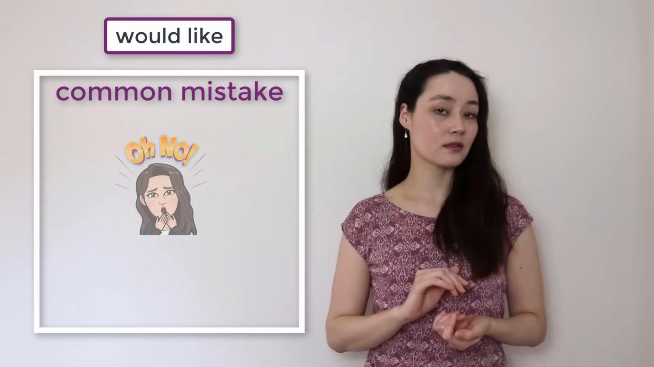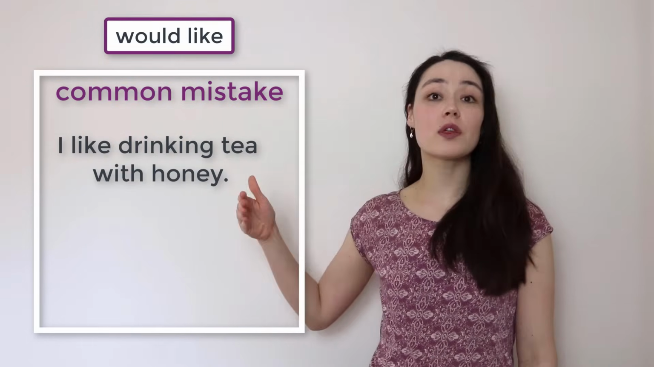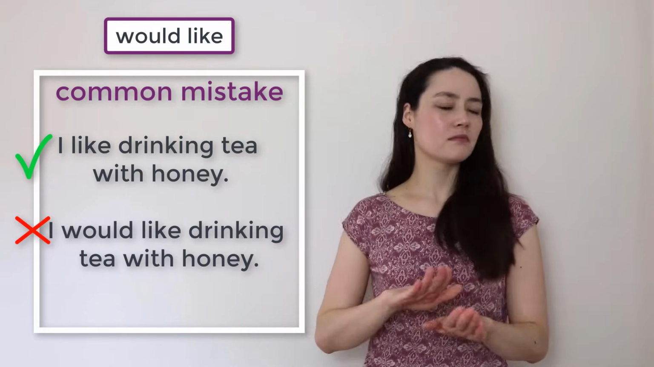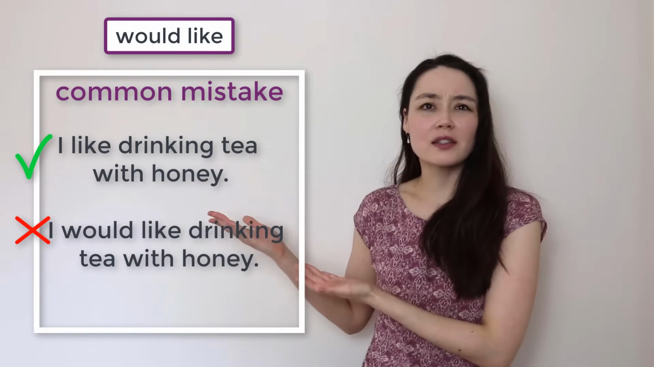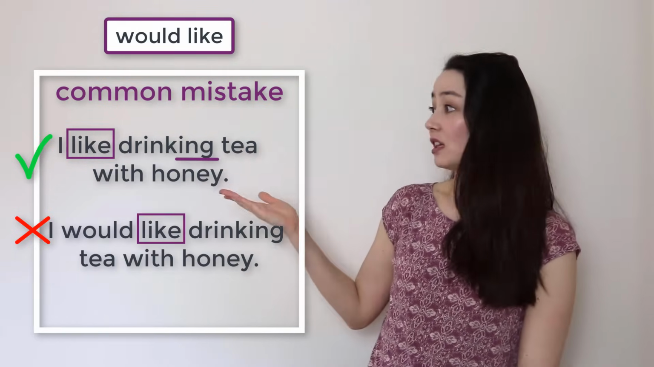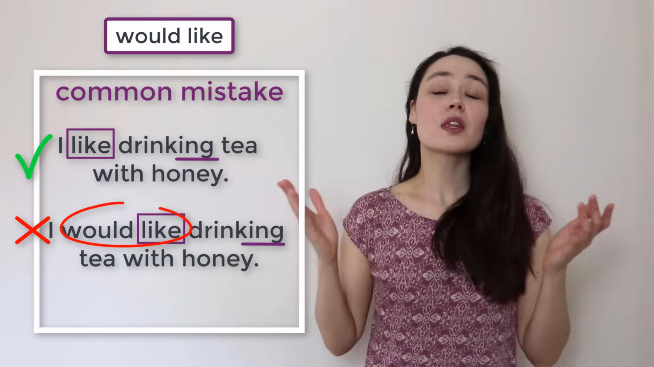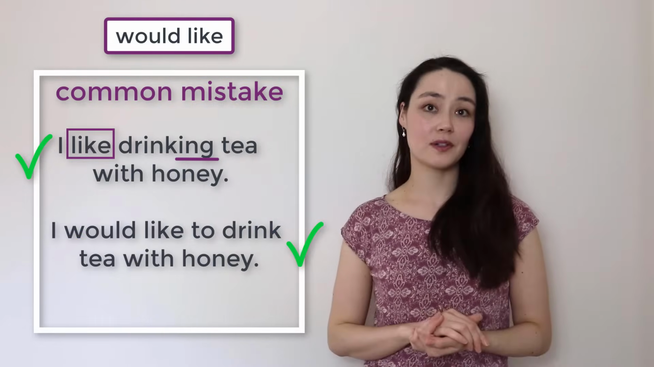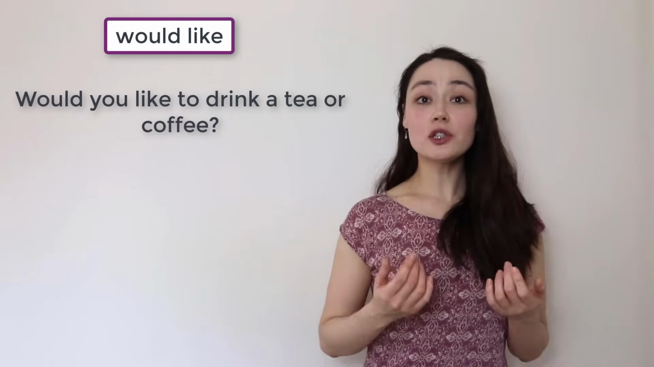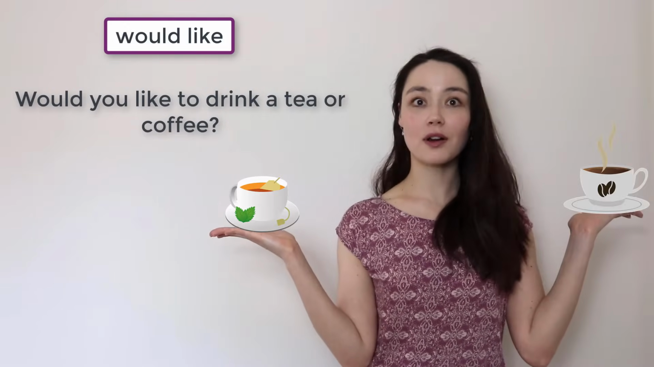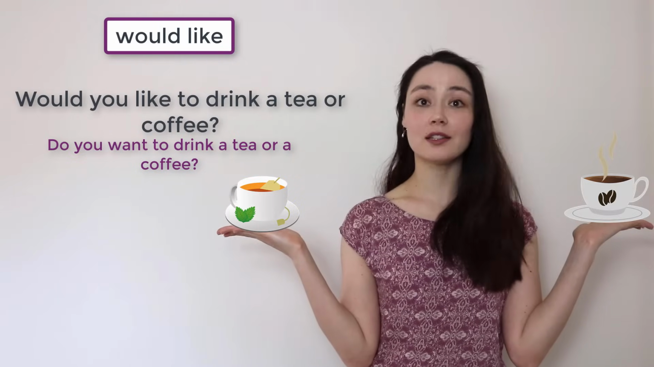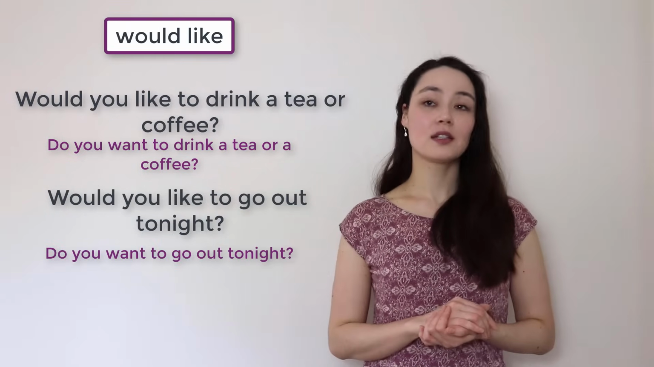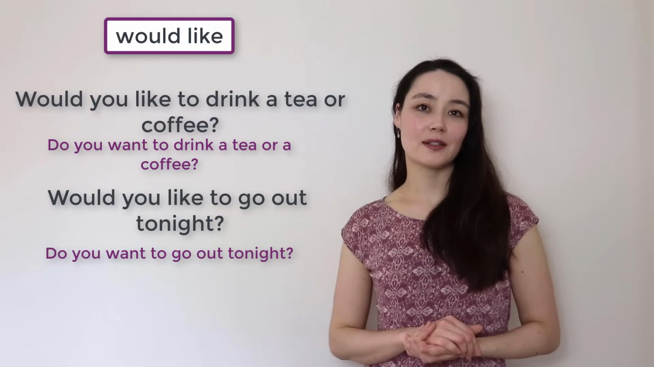Common mistake. I like drinking tea with honey. I would like drinking tea with honey. Why isn't this correct? We have like plus ing, like plus ing. With would like, you always use it with to plus infinitive. Would you like to drink a tea or a coffee? Do you want to drink a tea or a coffee? Would you like to go out tonight? Do you want to go out tonight?